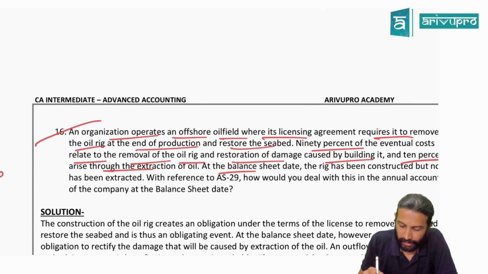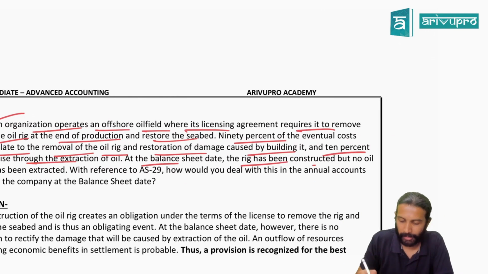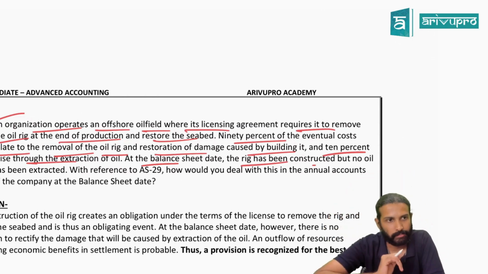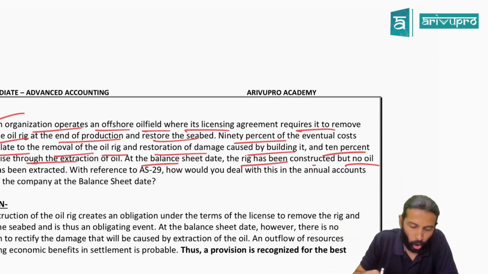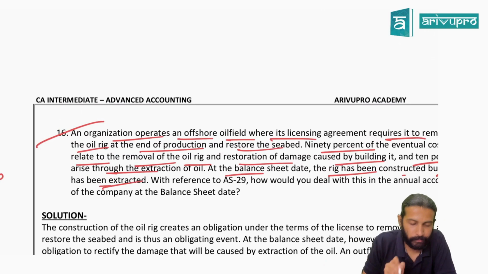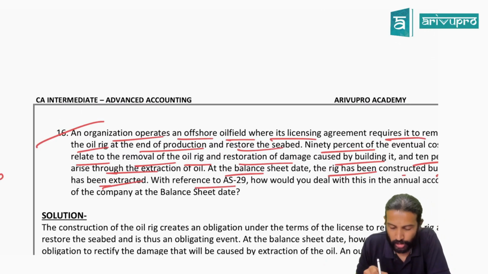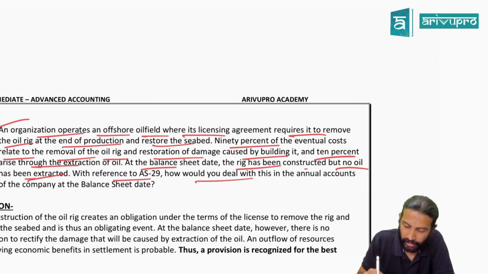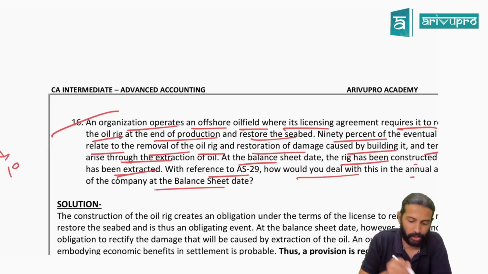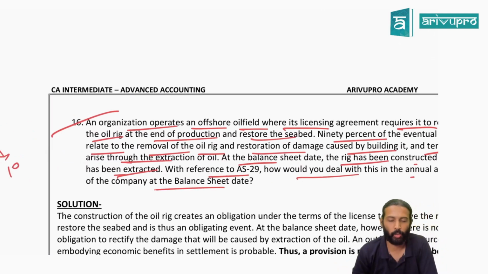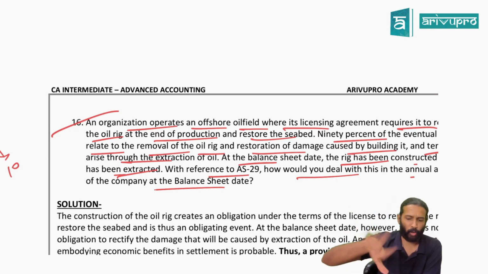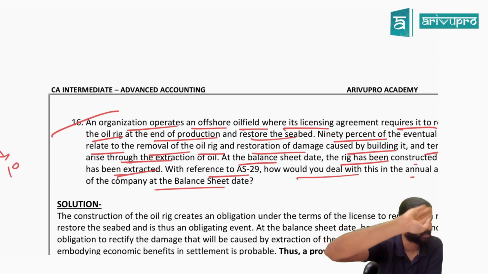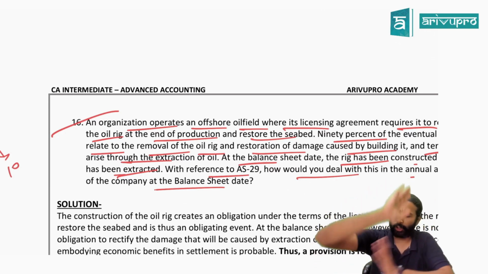At the balance sheet date, the rig has been constructed, meaning the oil rig you have already constructed. Fine, but no oil has been extracted. With reference to AS 29, how would you deal with this in the annual accounts of the company's balance sheet? Basically, they're asking you, will you make any provision or disclose it as a contingent liability? I know the question looks a little heavy. No, actually it is not. Simple only. Go back to your definition of provision.